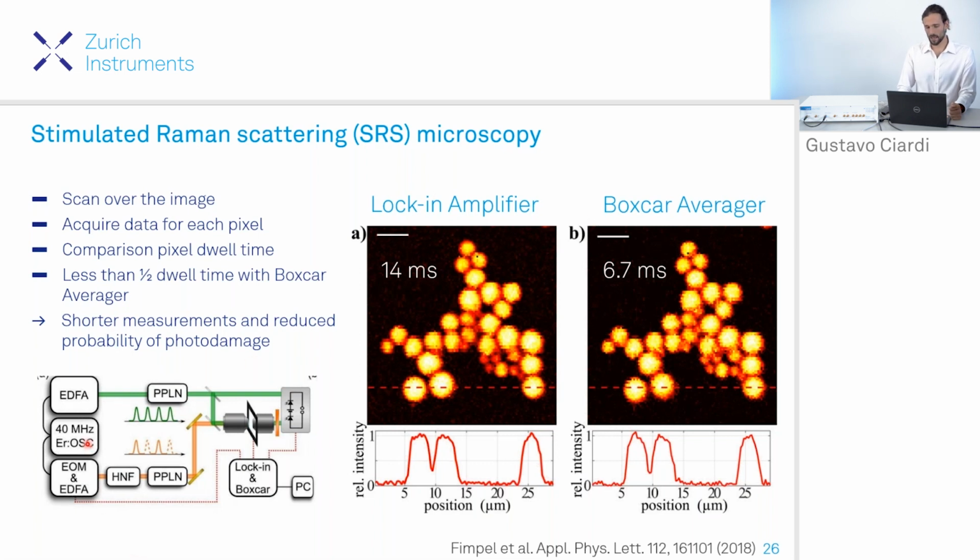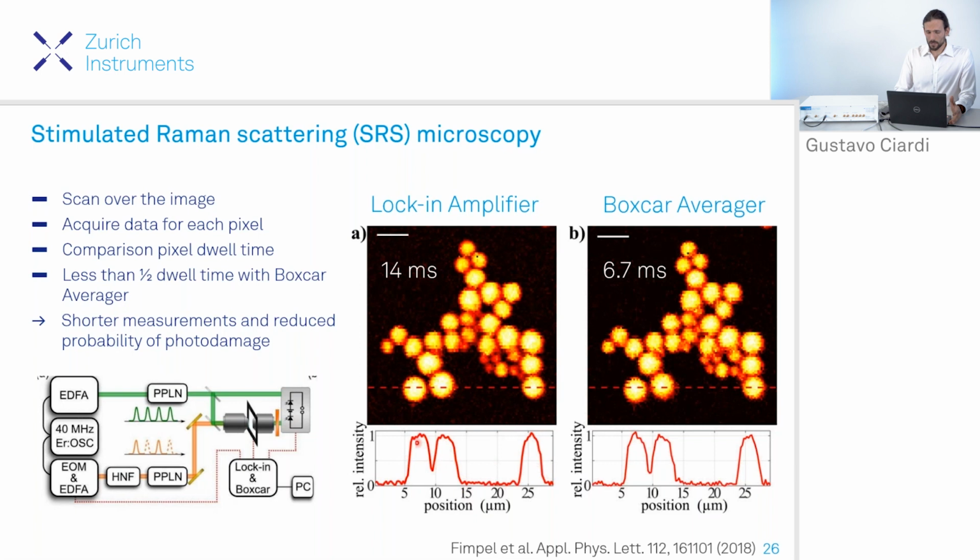They have a 40 MHz laser that was split into two branches. One branch, the pump branch, was modulated at half the frequency of the laser, so 20 MHz. So one pulse on, one pulse off. Then the probe and the pump, when recombined, were shone onto the sample, which was of course scanned, and basically what was recorded was the pixel dwell time for each pixel.